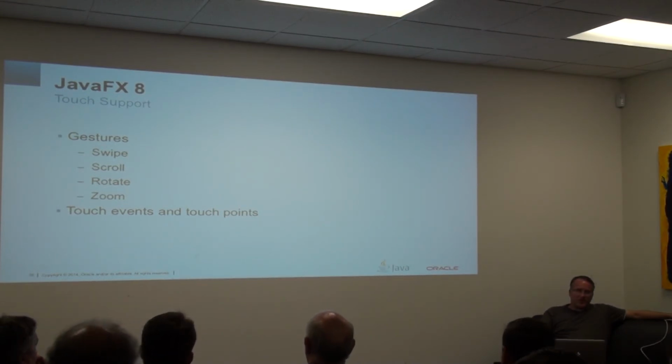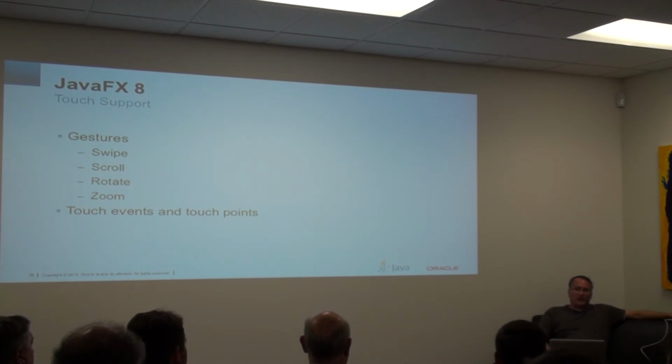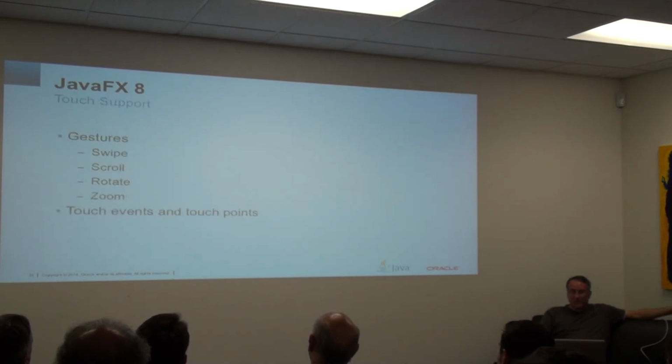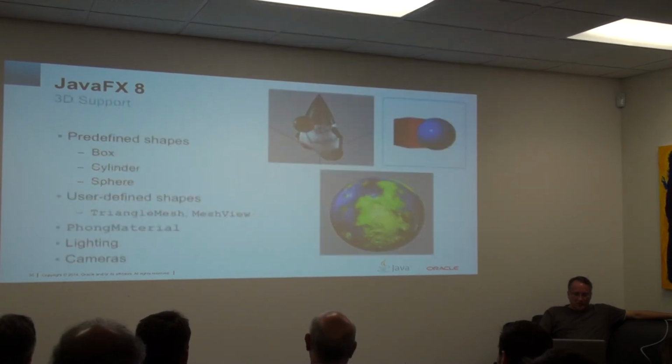So JavaFX runs on embedded devices. It runs on Android, iOS. I don't know what Windows status is off the top of my head, as well as desktops. So they have it running on a Raspberry Pi. People are running kiosks, for example. 3D support with the ability to do textures across solids and lighting and cameras and all that kind of stuff.